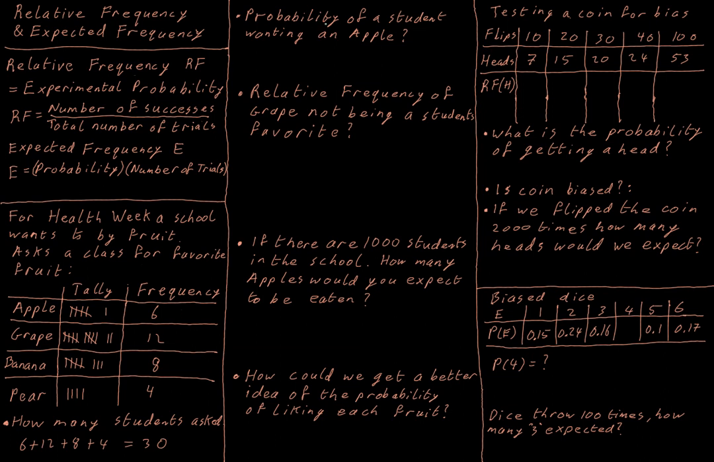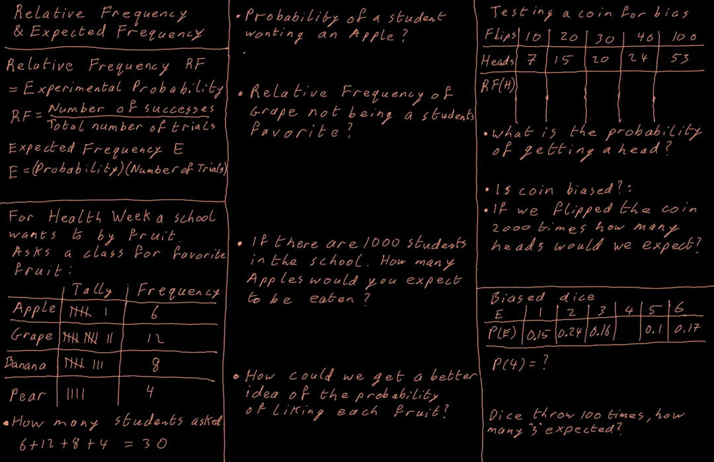these questions. Now, what's the probability of a student wanting an apple? In a question like this means what's the probability based on our experiment? So what are we really being asked for? We're being asked for the relative frequency. And they can be used interchangeably because we know that relative frequency is just experimental probability.